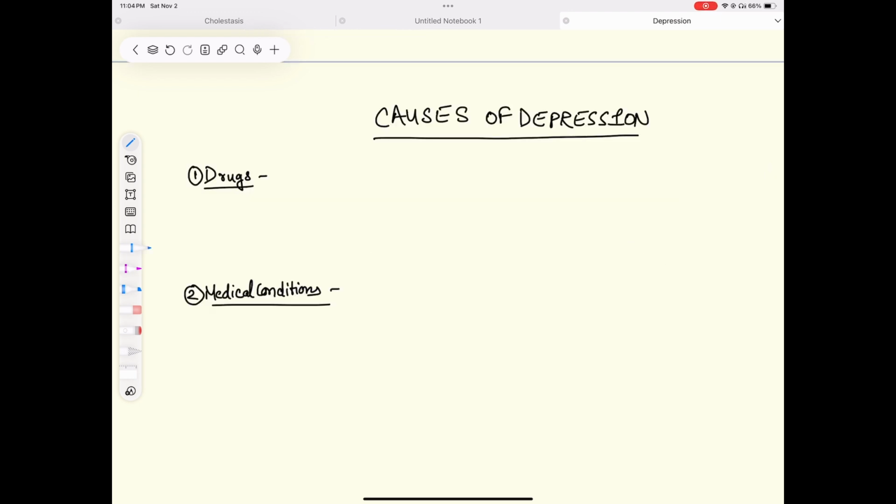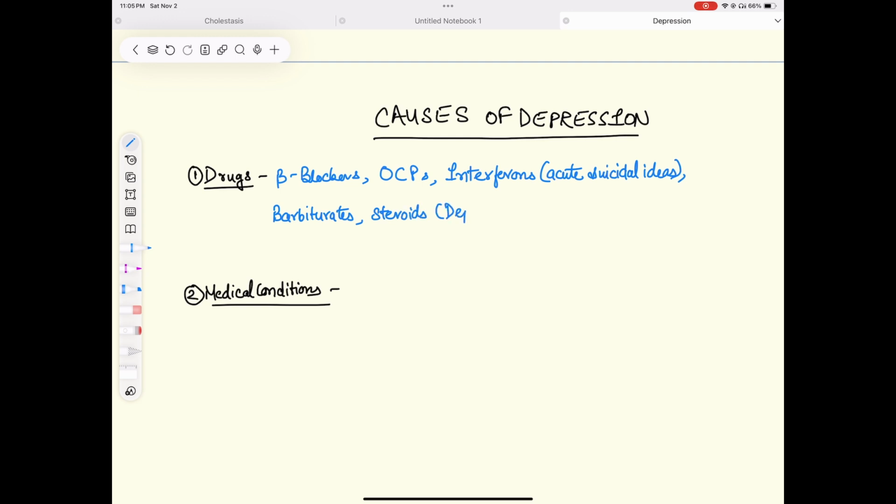Next, we'll be talking about some causes of depression, like drugs, which includes beta blockers, oral contraceptive pills, interferons, which can precipitate acute depression, barbiturates, and also steroids. Steroids can cause both depression and mania, depending on the individuals.